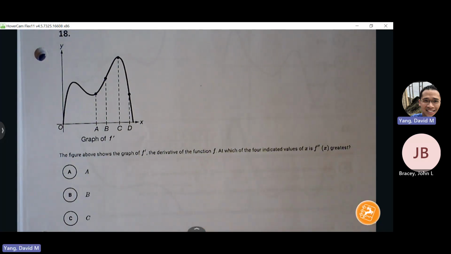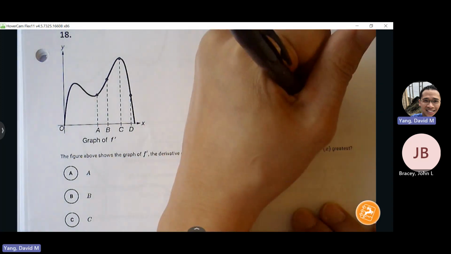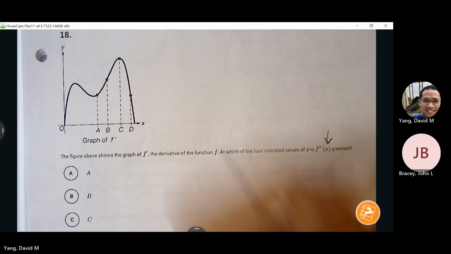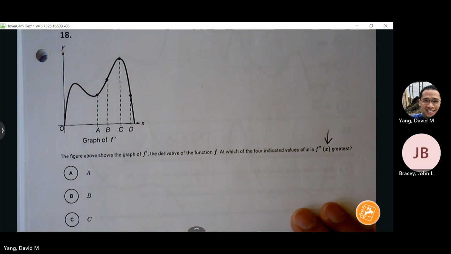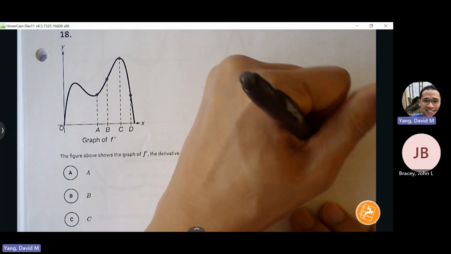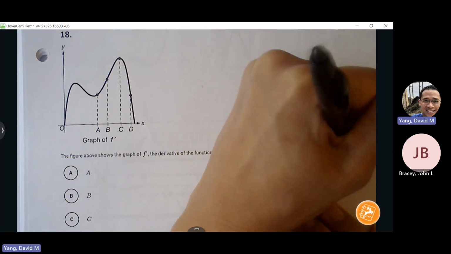Figure above shows the graph of f prime, which is the derivative of f. At which of the 4 indicated values is f double prime the greatest? So f double prime is the concavity value. So think of f double prime as the slope of the f prime.